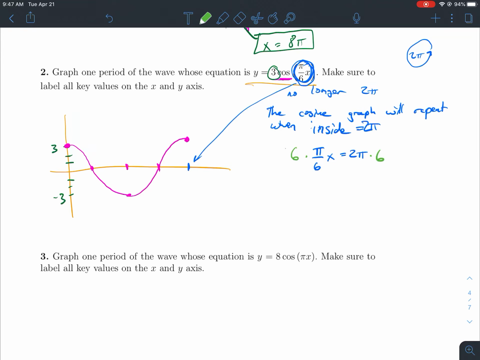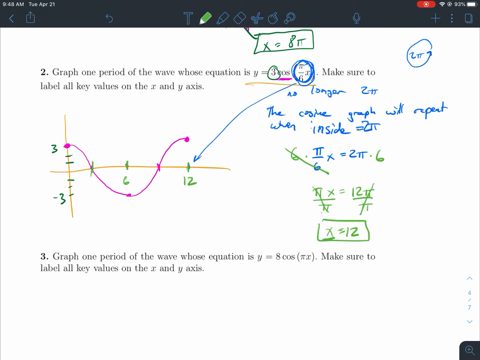We multiply by 6 on both sides. That leaves us with pi x equals 12 pi. We divide by pi on both sides. And we find that the value that completes a full cycle is x equals 12. So on the x-axis, we put 12 here at a full cycle. Not 12 pi. This time the pi's canceled out because of the division by pi.